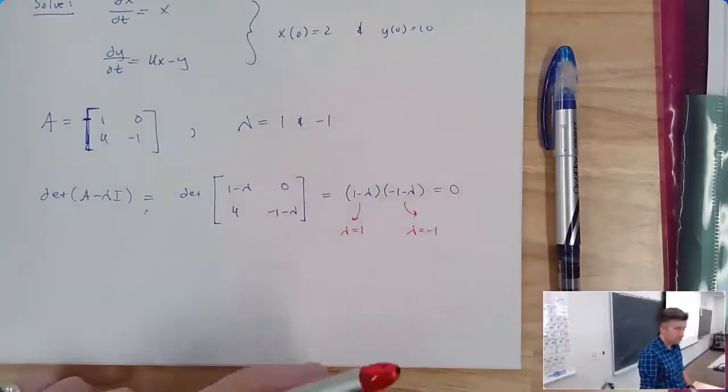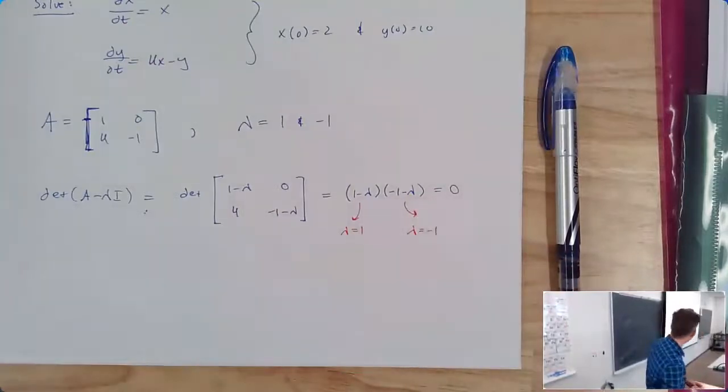Very nice. So this does happen relatively often. You should definitely keep an eye out for if the upper right corner or the lower left corner is 0, or as I should say, if either of the off diagonal entries are 0, then your eigenvalues are always just whatever diagonal entries there are, which is nice.